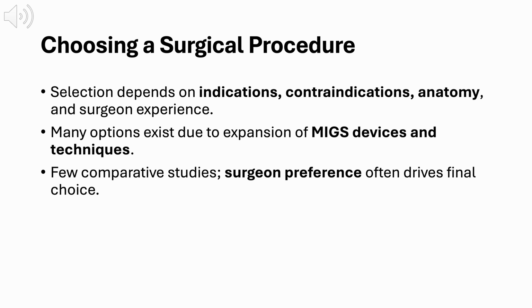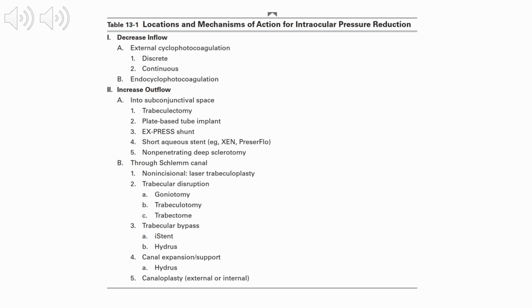Because true head-to-head comparative studies are limited, the final decision often comes down to a reasoned judgment call tailored to the patient sitting in front of you. Now that we've talked about how surgeons select a procedure, it helps to zoom out and look at the major mechanisms we rely on to lower intraocular pressure. Almost every operation in glaucoma surgery fits into one of two broad strategies, either decreasing inflow or increasing outflow.